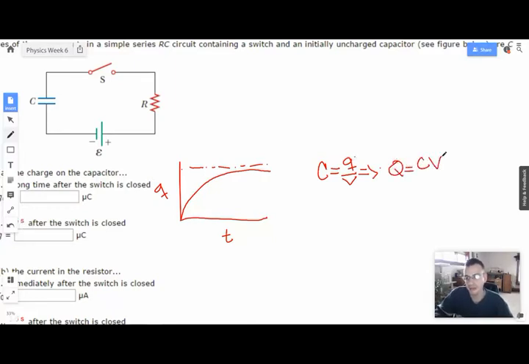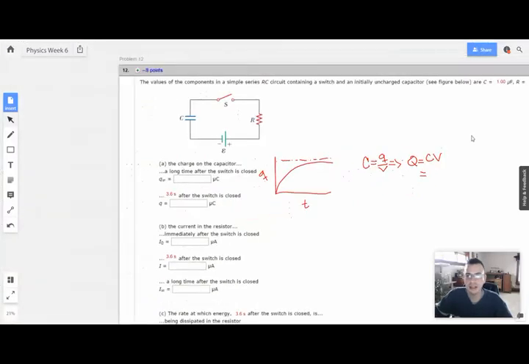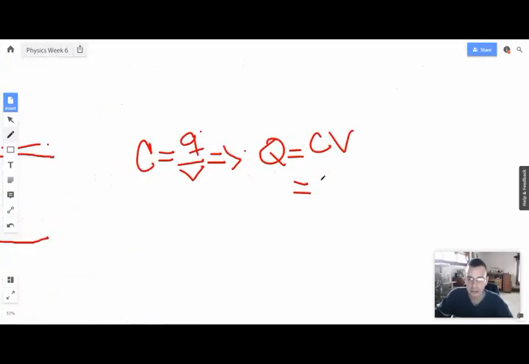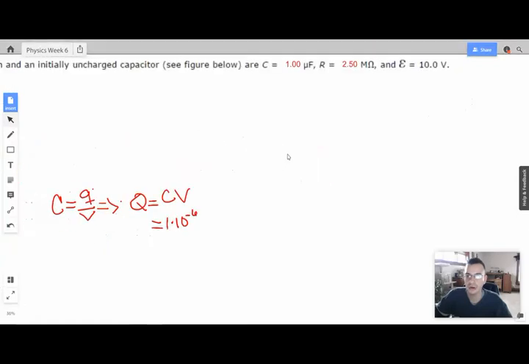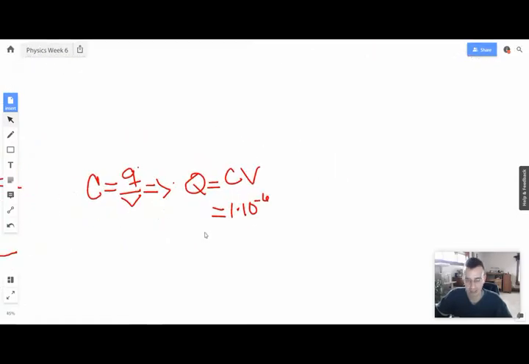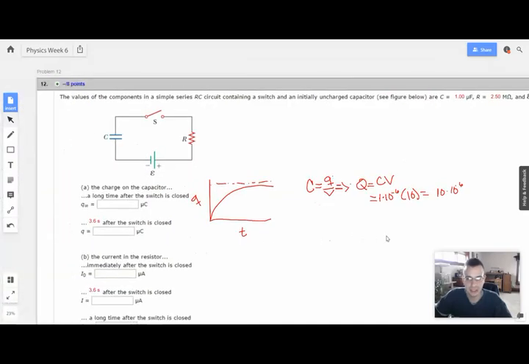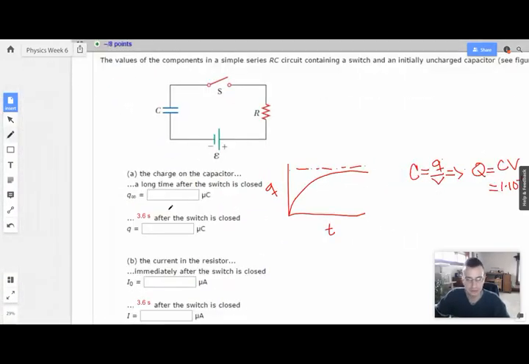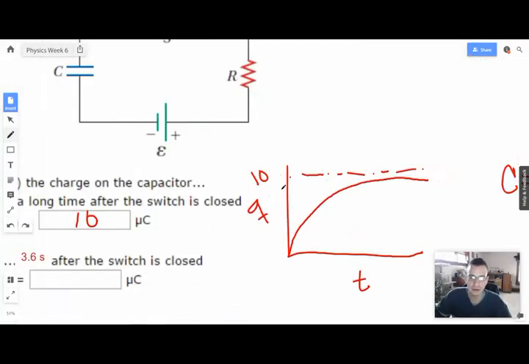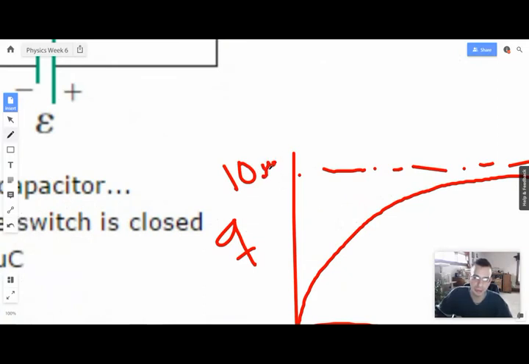Q equals CV, where we know that capacitance is 1 times 10 to the negative 6. And then we also know that voltage is 10. So charge will equal 10 times 10 to the negative 6. There we go. That's pretty straightforward. So it'll be 10 microcoulombs. That's poorly drawn. Let me draw a nice micro. Oop, there we go. And the coulomb.